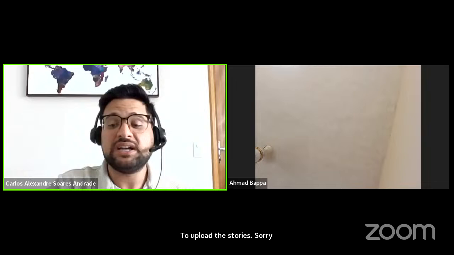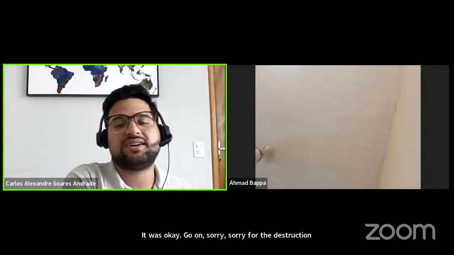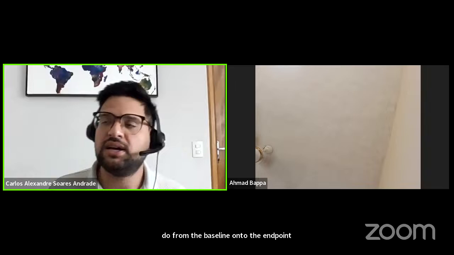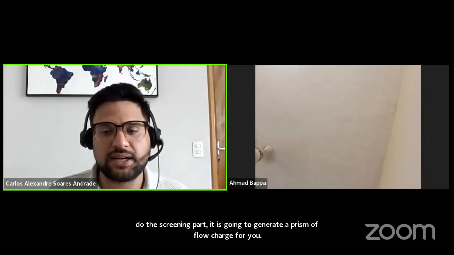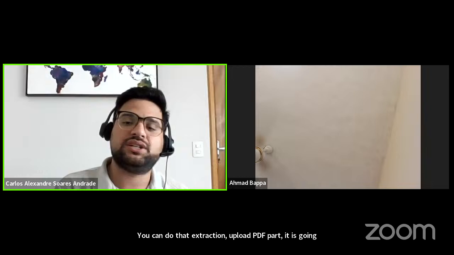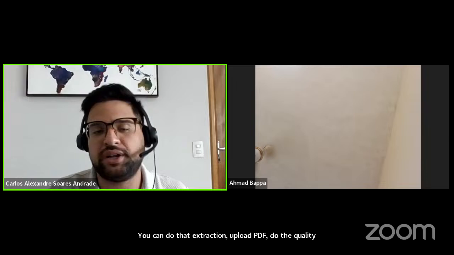So in the Covidence platform, you can do everything from the baseline until the endpoint of your systematic review. You can upload all the studies there, remove duplicates, do the screening part. It is going to generate a PRISMA flowchart for you. You can do data extraction, upload PDFs, do the quality assessment, everything. But in order to write the paper, you need another reference manager. In this case, we're going to use probably Mendeley or EndNote.